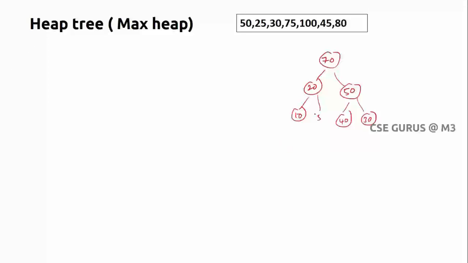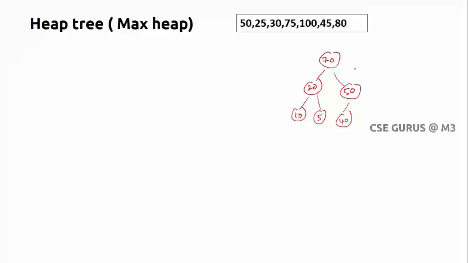And let us suppose here we have 5. Now this node is not there. Can I say now it is a complete binary tree? Yes, it is a complete binary tree. It is a max heap also. So like this we can have it. So this is what max heap is about.